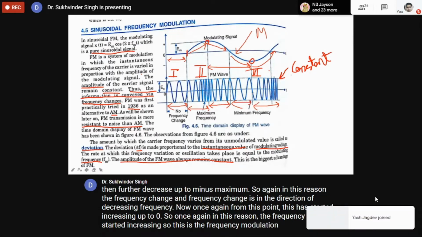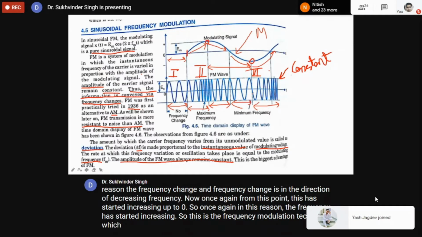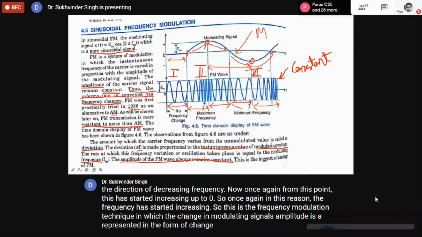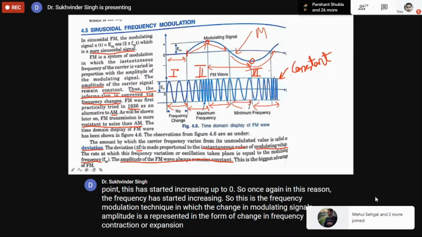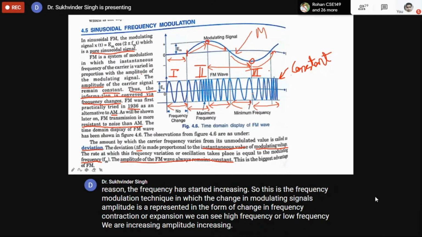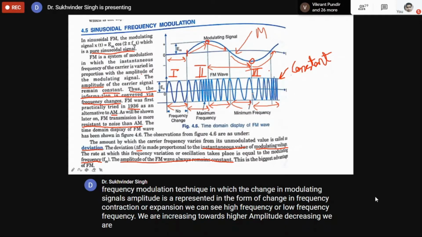Frequency modulation is the technique in which the change in the modulating signal's amplitude is represented in the form of a change in frequency, contraction or expansion, we can say. High frequency or low frequency. Amplitude increasing, we move towards higher frequency. Amplitude decreasing, we move towards lower frequency.